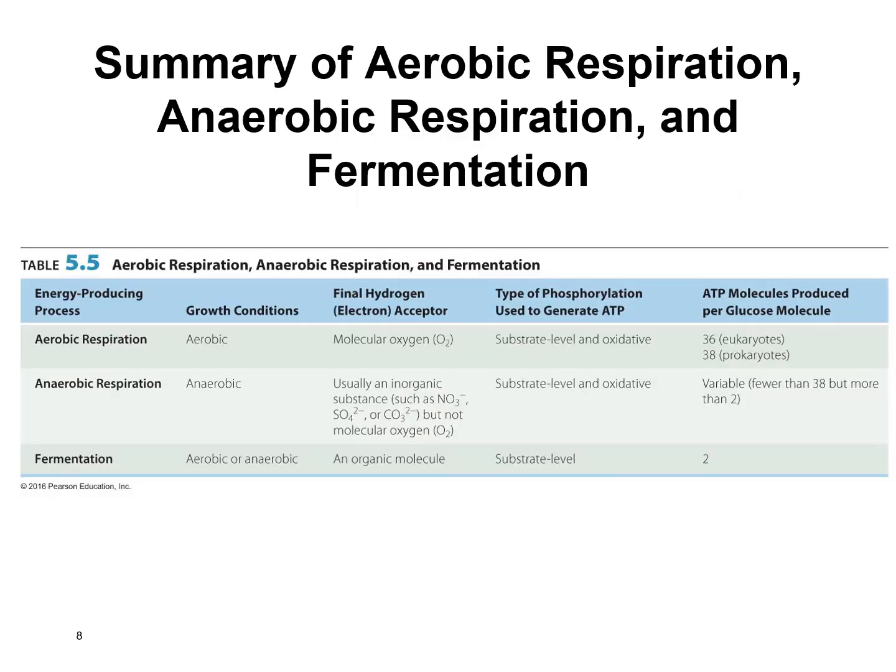Okay, and then here's just a nice summary of the 3 ways to break down glucose and make ATP. So you can just look at this and compare aerobic respiration and then anaerobic respiration and fermentation.